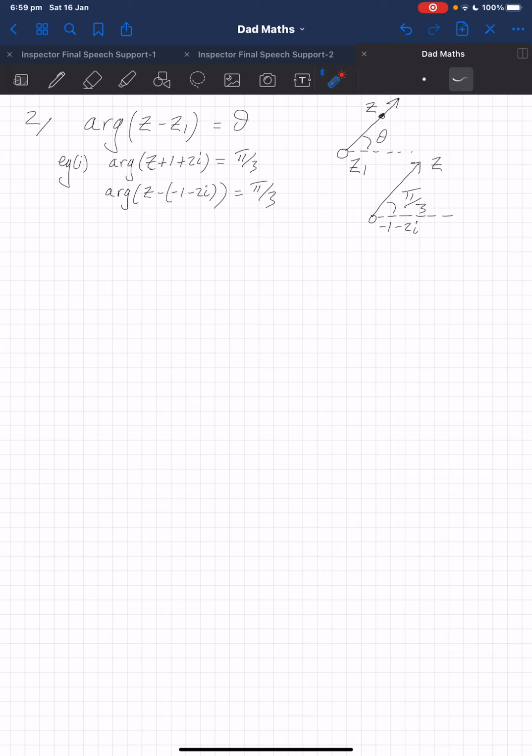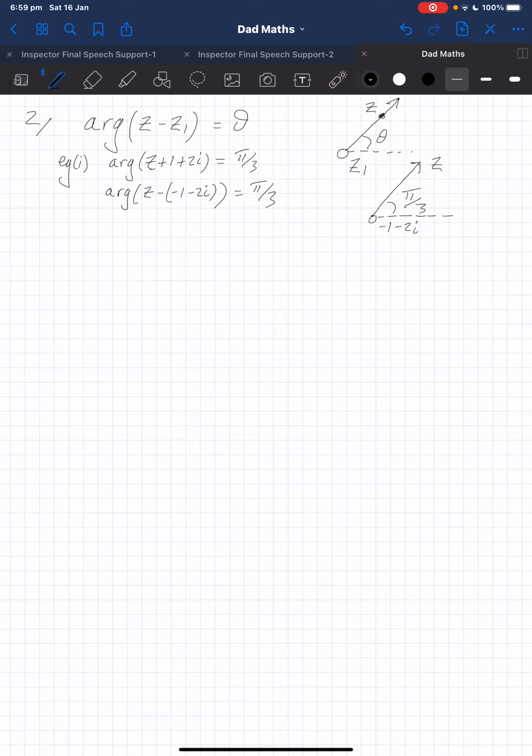We can think of this location as being z1 and this location as being z. Then the vector from z1 to z is the vector z minus z1. So what we're really saying is that the angle of the vector from z1 to z, the angle of z minus z1, is theta. So it gives us a line there, and you can just remember that.